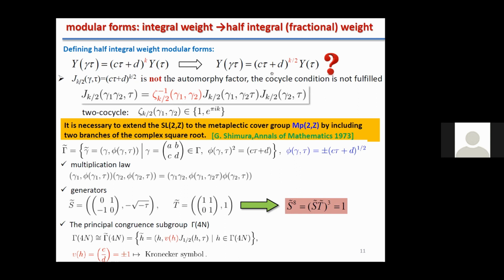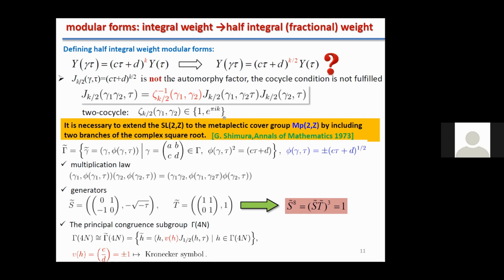Another issue is if it is half integral, for example k equal to 1, the simplest one, that means the root of c tau plus d. It is a complex function. It has two branches. It is a Riemann surface. So how do we choose the branch? This is another issue. And this problem was solved by the mathematician Shimura, a great mathematician, in 1973.